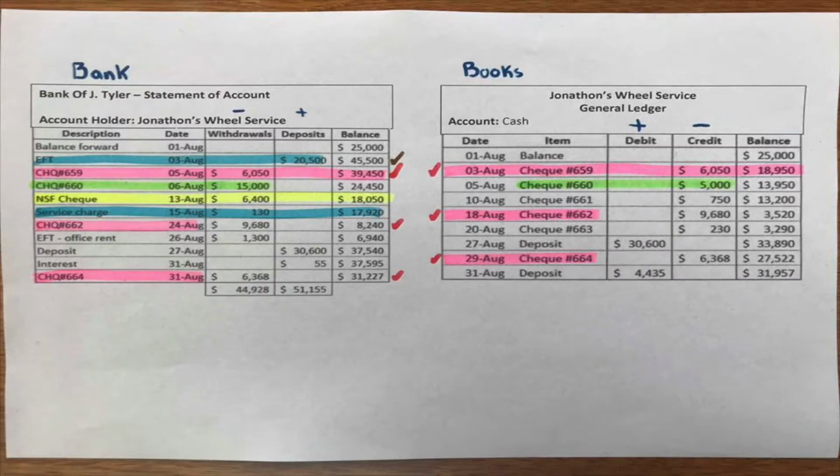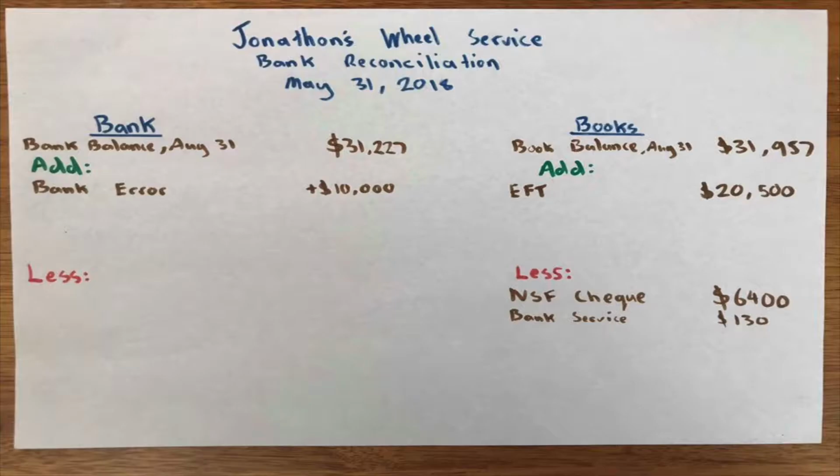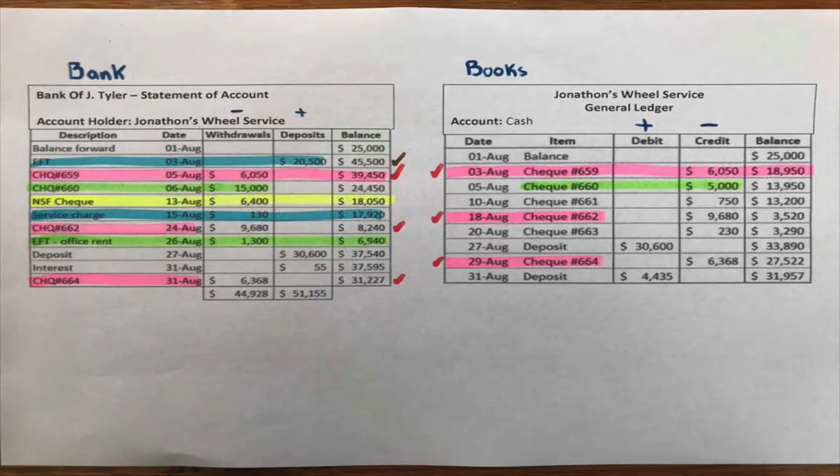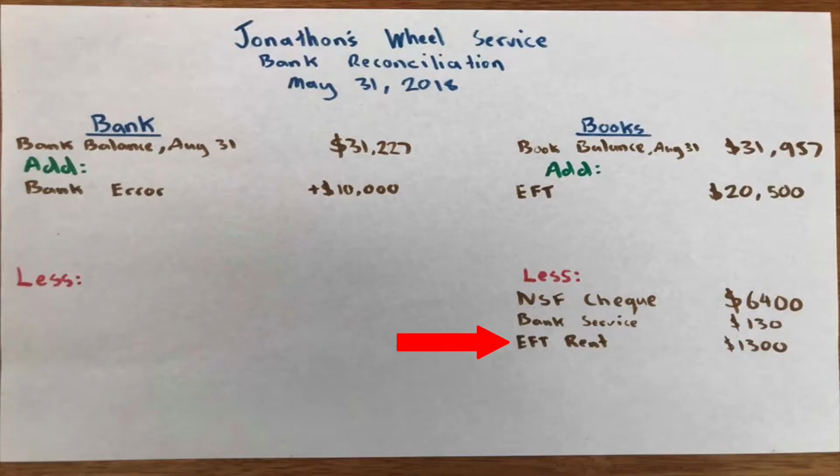The next mismatch is the bank service charge, highlighted in blue, located on the bank statement. As it is recorded as coming out of our bank, we need to flip it and take it out of our books. Continue this process for the remaining records that are only recorded on the bank statement, the EFT office rent, and the interest earned.